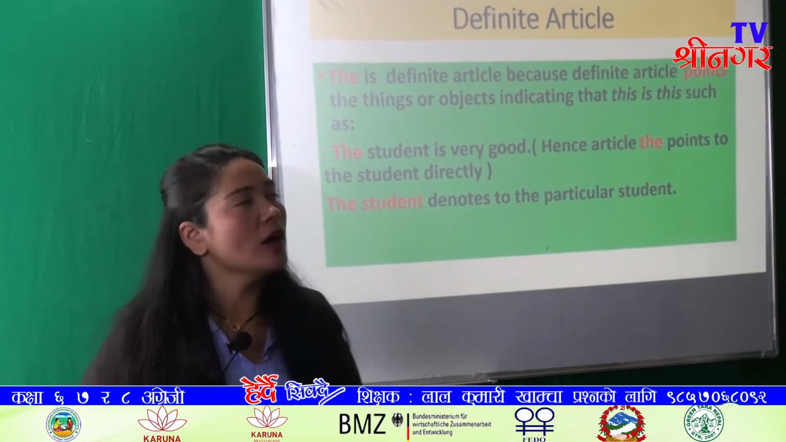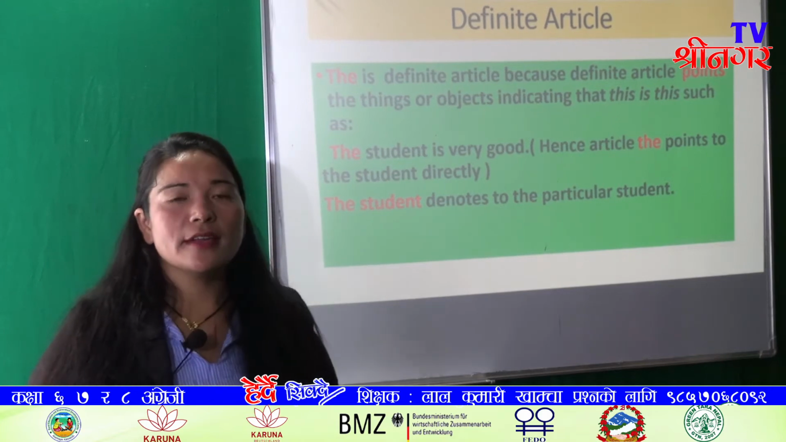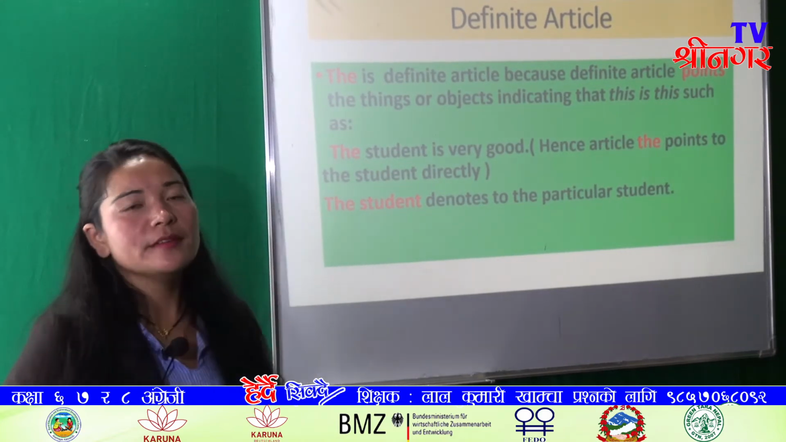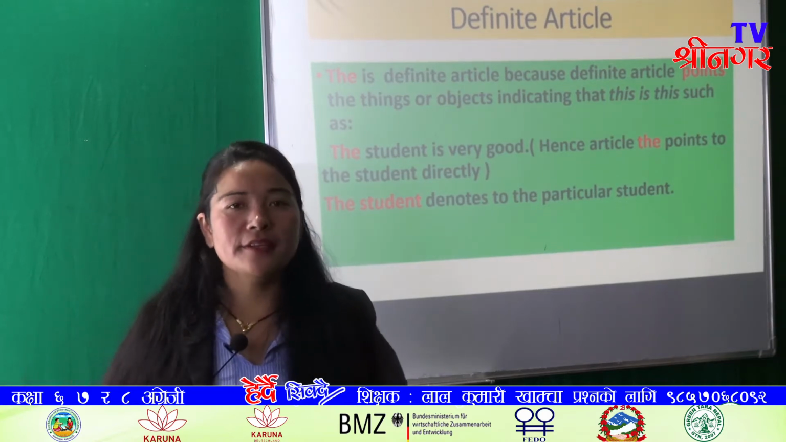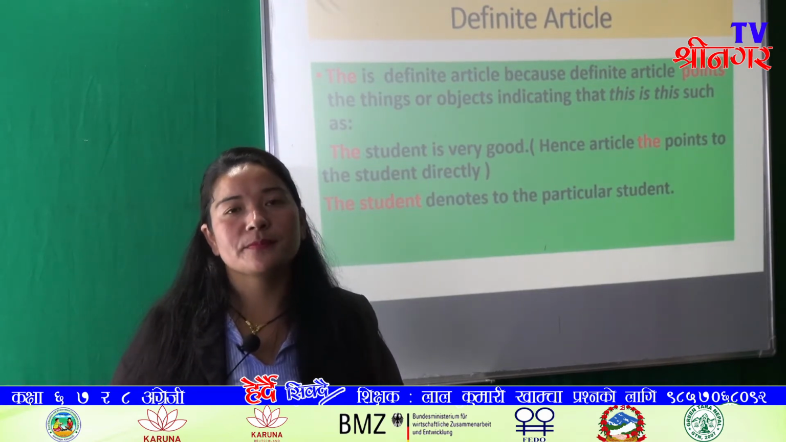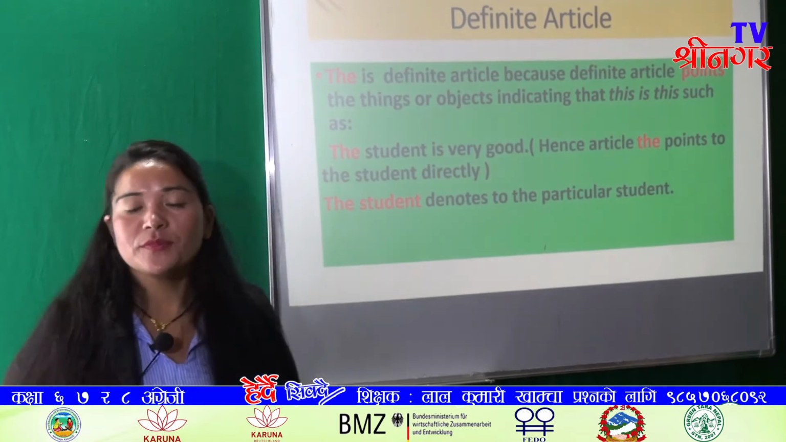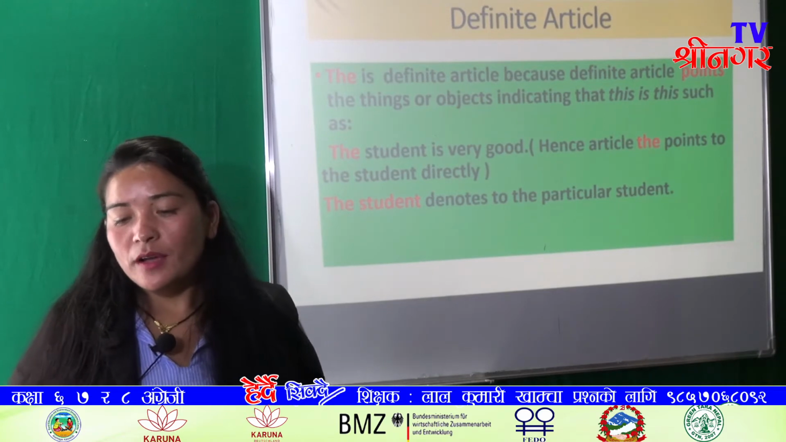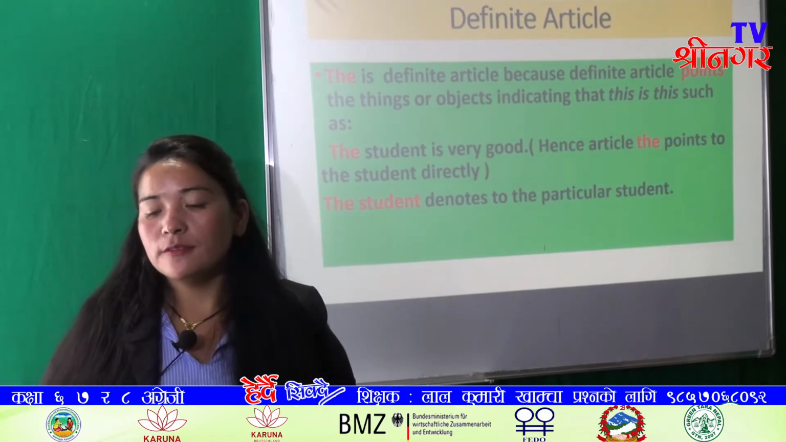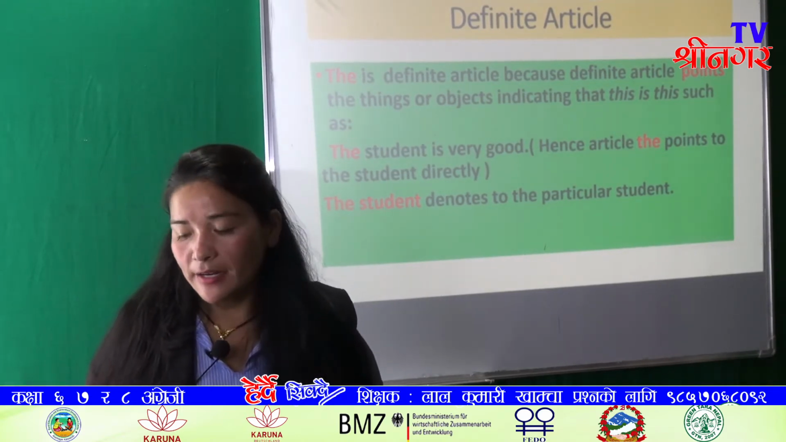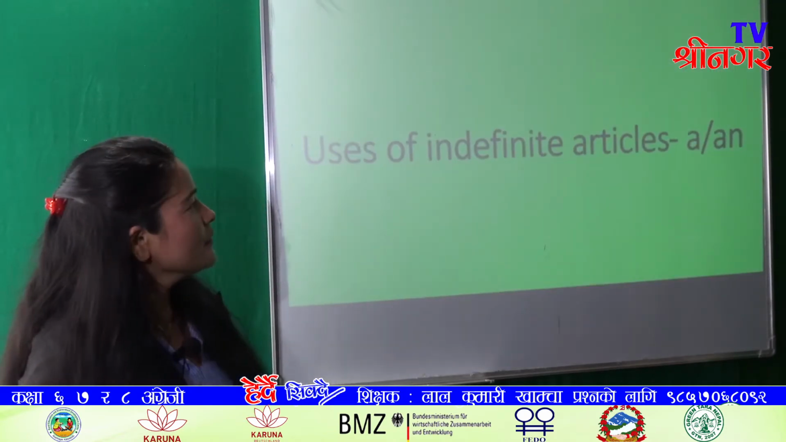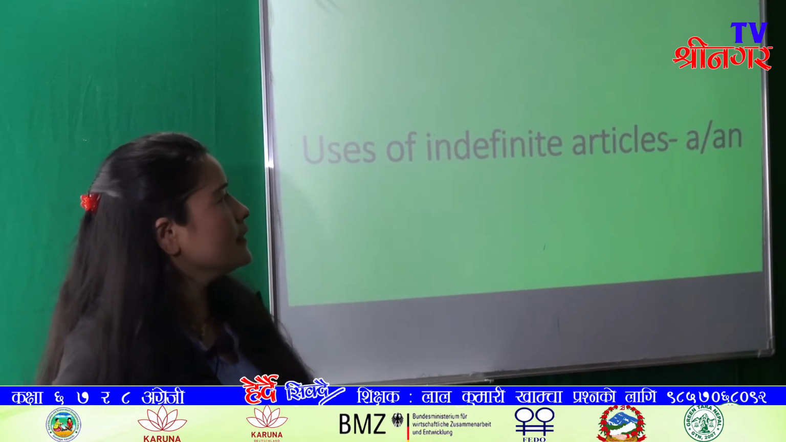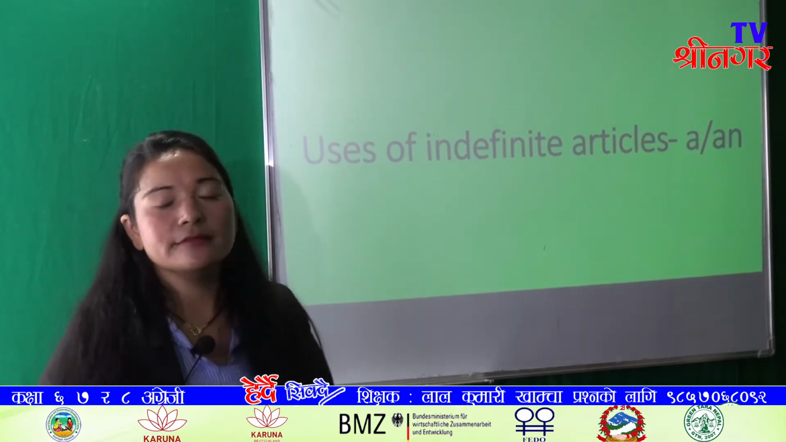So the is a definite article, and on the other hand a and an are indefinite articles. Today in our class especially we learn the uses of indefinite articles a and an.